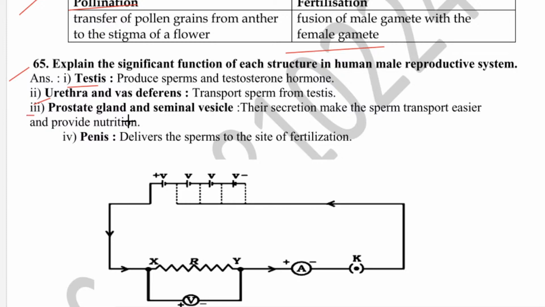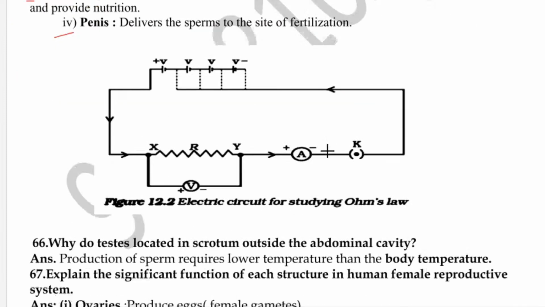Next one, prostate gland and seminal vesicle. Their secretion makes the sperm transport easier and provides nutrition. Next one, penis, delivers the sperm to the site of fertilization. We can see another diagram here, which is important for the examination. Electric circuit for studying Ohm's law.